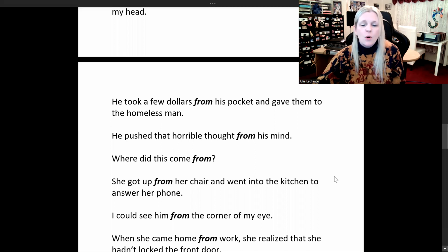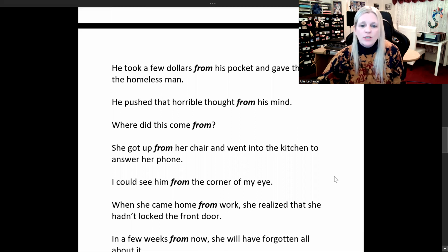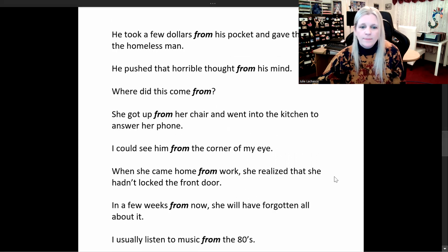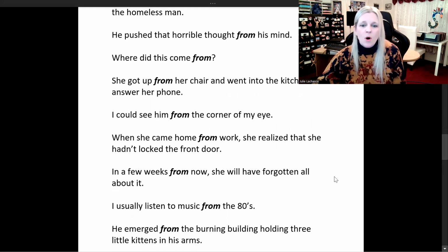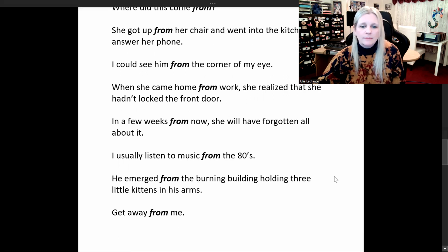He pushed that horrible thought from his mind. Where did this come from? She got up from her chair and went into the kitchen to answer her phone. I could see him from the corner of my eye. When she came home from work, she realized that she hadn't locked the front door. In a few weeks from now, she will have forgotten all about it.